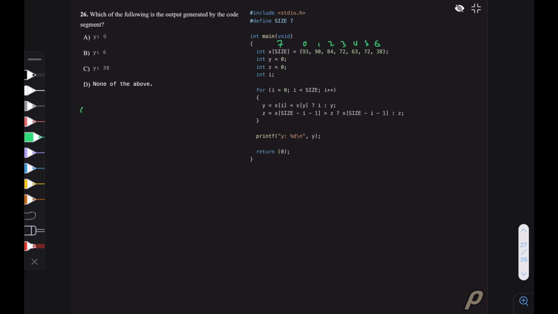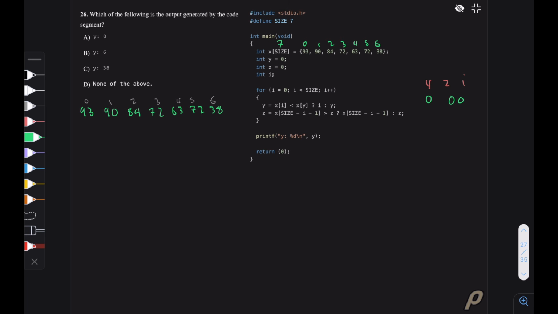So we know that we have 93, then we have 90, then we have 84, then we have 72, 63, 72, 38. And then if we order the indexes, we have all of these. Okay, and then what do we do now? We set our Y and our I's and our Z. I guess Z comes second here. Z, I, lots of little variables here. We have 0, 0, and then this I will become a 0 as well.